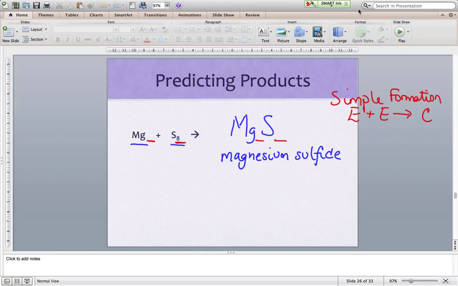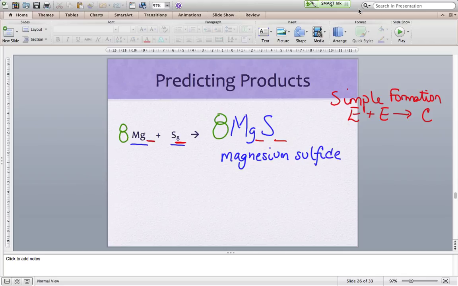So obviously, because the formula for this compound is MgS, we can see on the reactant side of the equation we've got 8 sulfurs. We need to do some balancing, right? Because we need 8 sulfurs, I'm going to put an 8 in front of the magnesium sulfide and then an 8 in front of the magnesium, and that balances everything there.